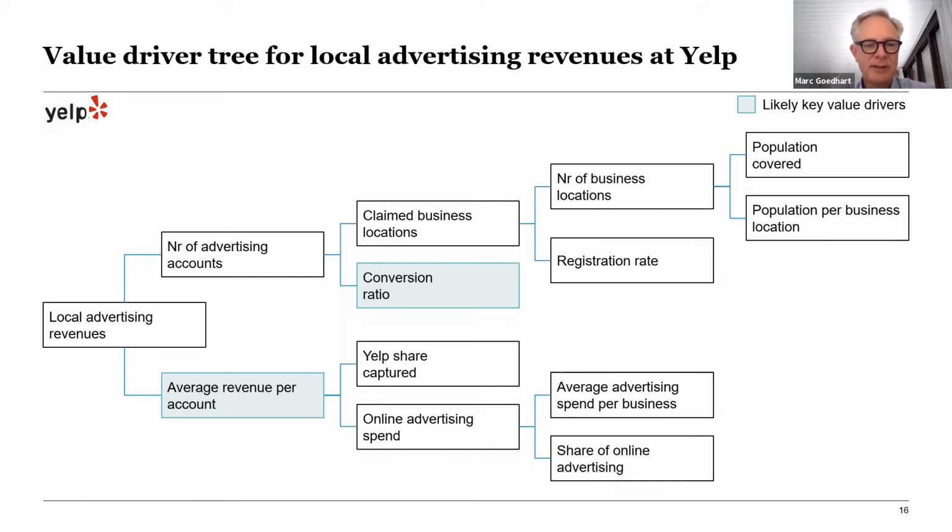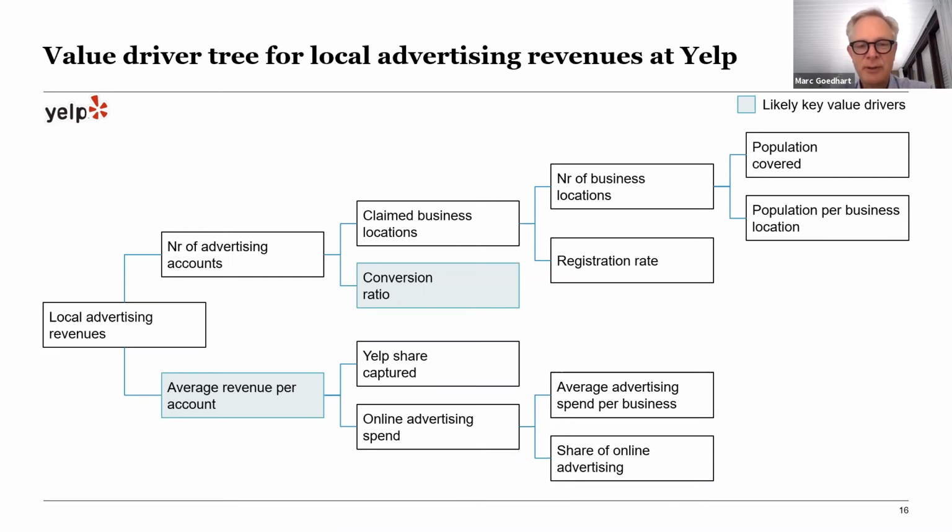on the far left of what could be the local advertising revenues for Yelp, it has to do something with the number of advertising accounts, the number of businesses you have actually converted into paying for advertising, in combination with the average revenue per account, right? So what's the average advertising spend per business? What of that is online, and what share can Yelp capture of it at the bottom? So there's some combination of revenue per user and number of users, to generalize it.